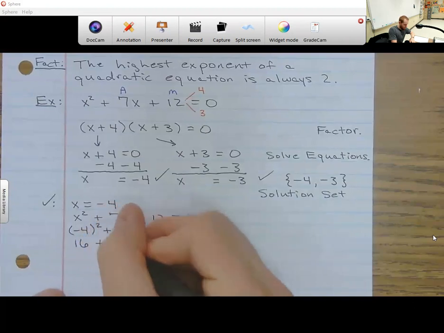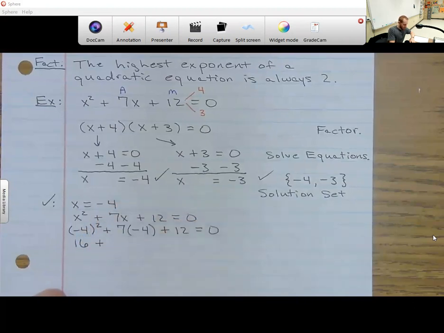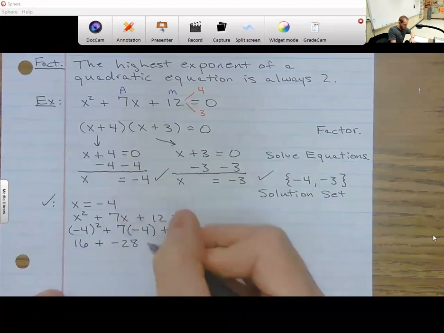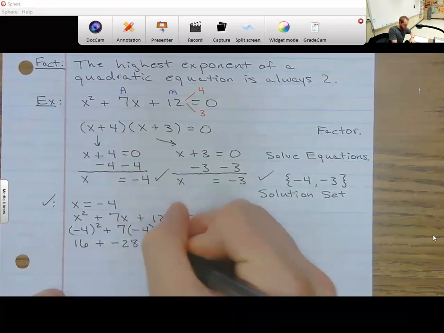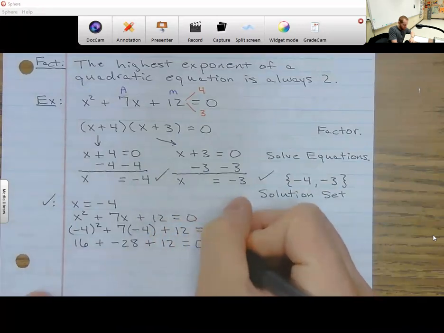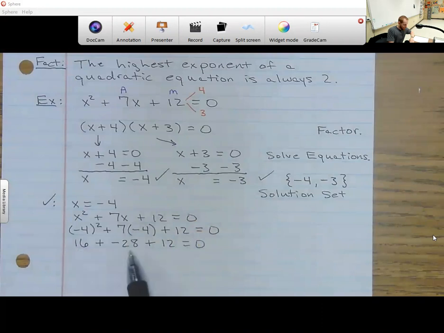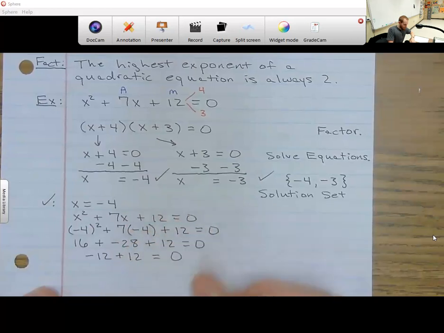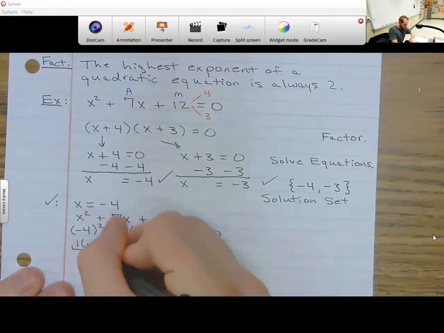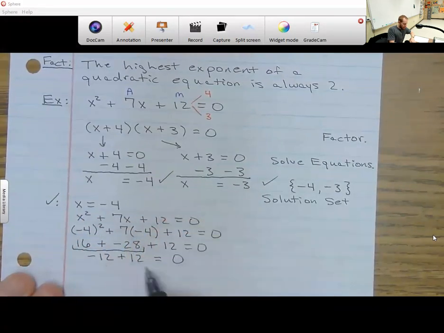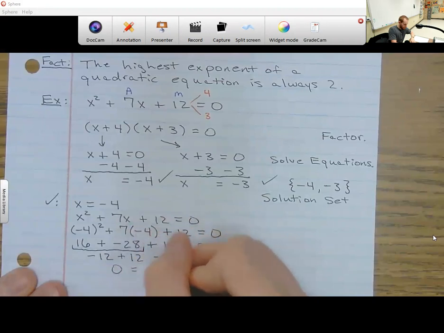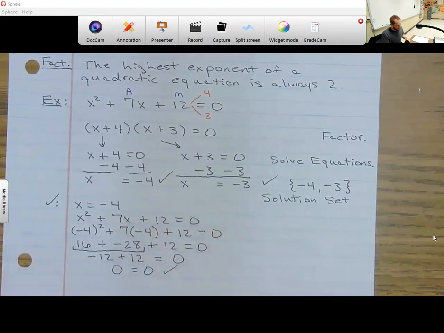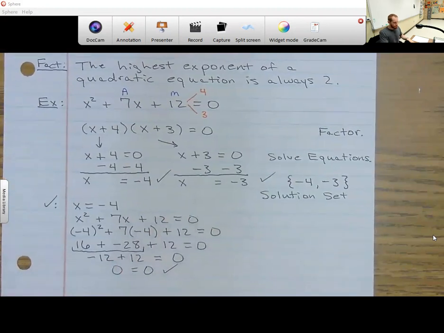Plus, over here, I have 7 times -4. That's going to give me -28. Plus 12 equals 0. And when I add these two numbers up, I have 16 plus -28. That's going to give me -12. And then I have this plus 12 over here equals 0. So all I did was I added these two numbers first. And now I add these two numbers and I get 0 equals 0. That is a true statement. So I know that that answer is going to work out.